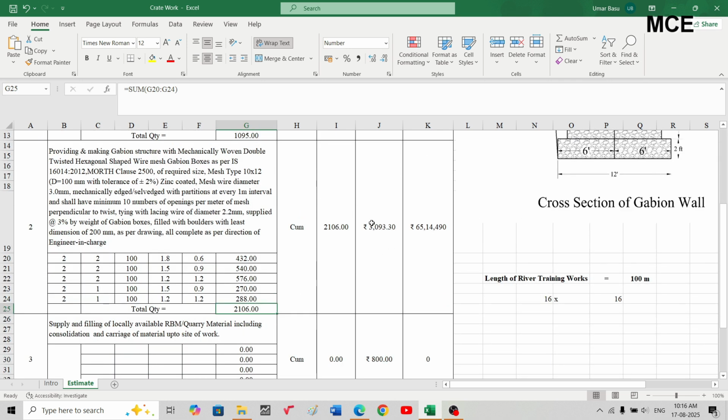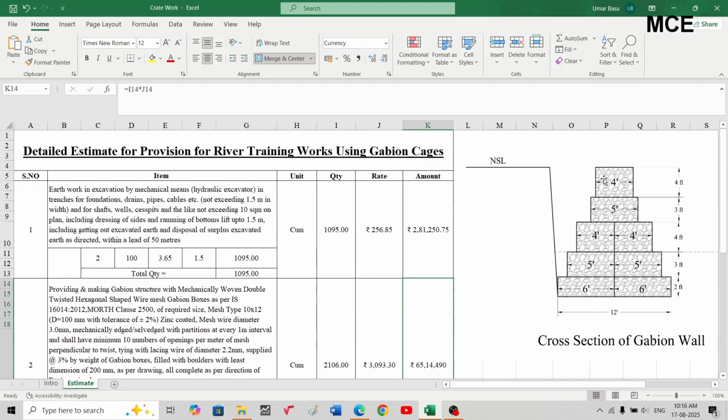The rate for this item in cubic meters is 3093.30 Indian rupees per cubic meter. So total will be 2106 into 3093.3, which is 65 lakhs 14,490 Indian rupees. This was for the Gabion box.